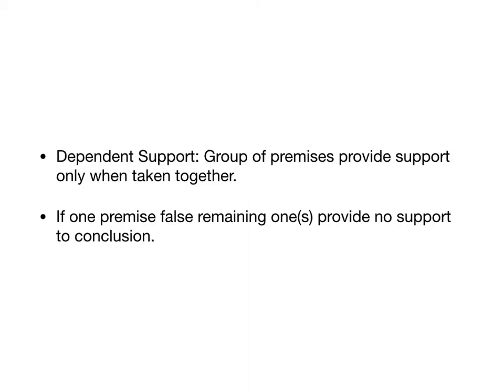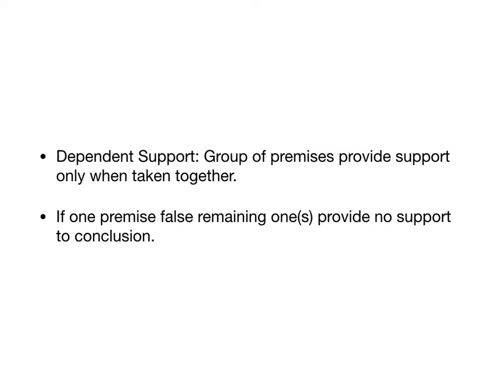Okay, so in this lecture I want to talk about dependent support. Remember I said last time there are two different ways premises could support a conclusion: independent support and dependent support. Independent meaning when they're each taken on their own provides some support. Well, what does dependent mean? Dependent means that a group of premises provides support only when taken together.